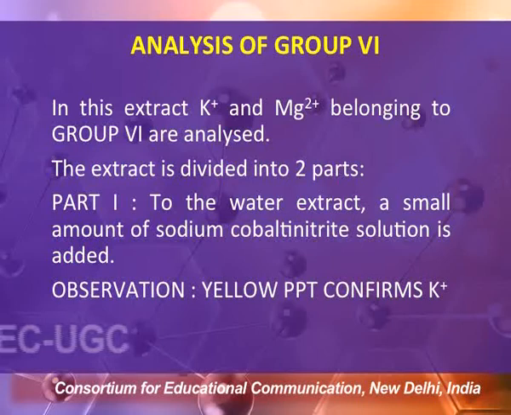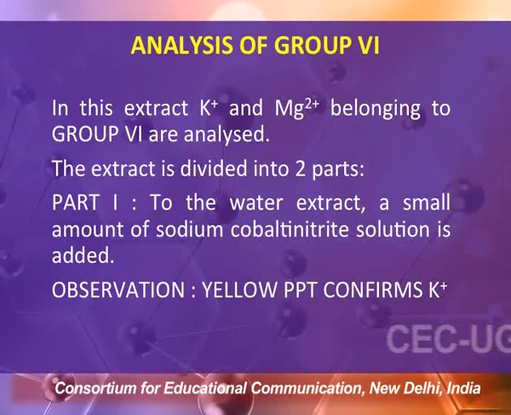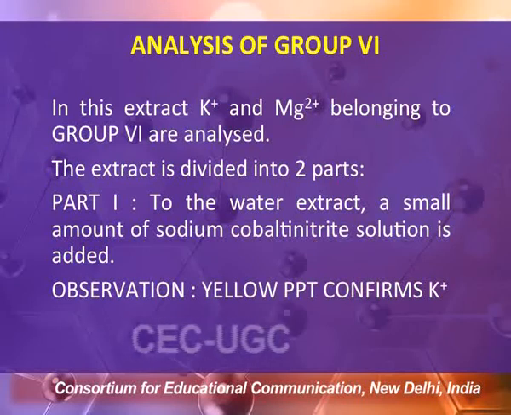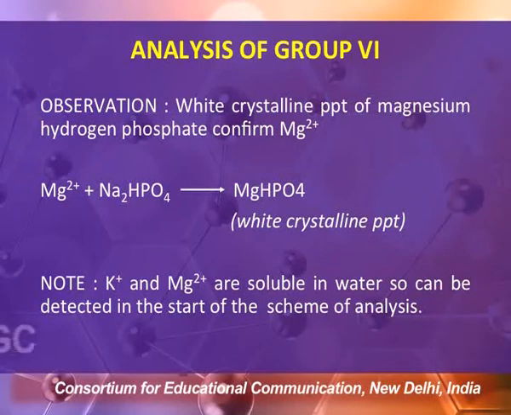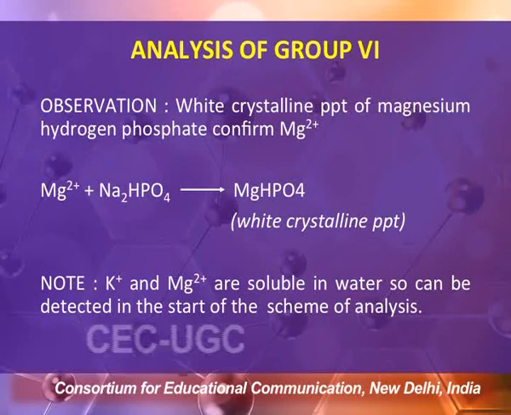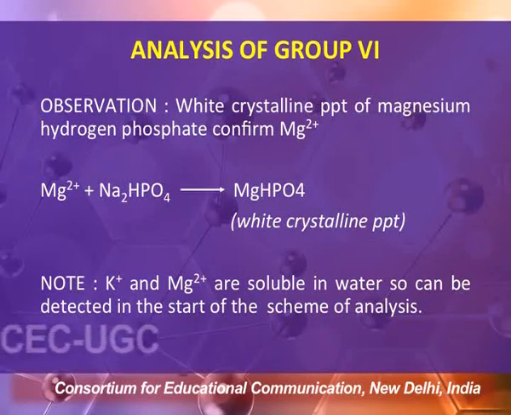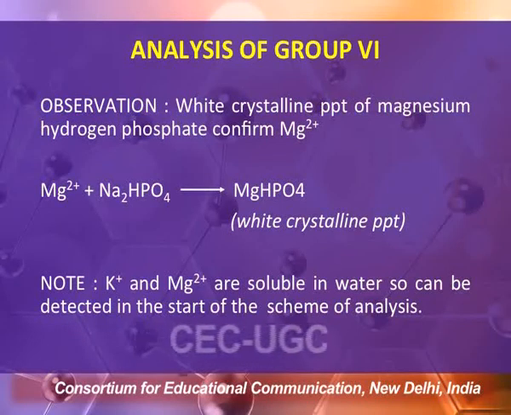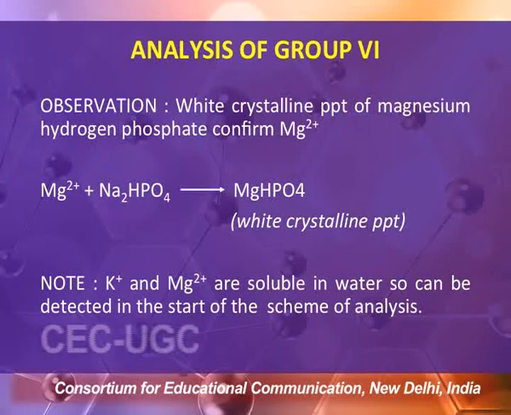To the second part of the water extract, a small amount of disodium hydrogen phosphate is added, and then this solution is cooled in ice. If white crystalline precipitates of magnesium hydrogen phosphate are obtained, then it confirms the presence of magnesium ions in the mixture. Magnesium ions on reaction with disodium hydrogen phosphate give magnesium hydrogen phosphate, which is giving a white crystalline precipitate.